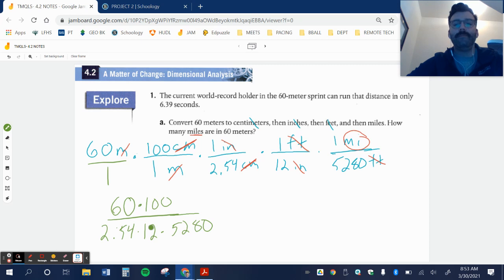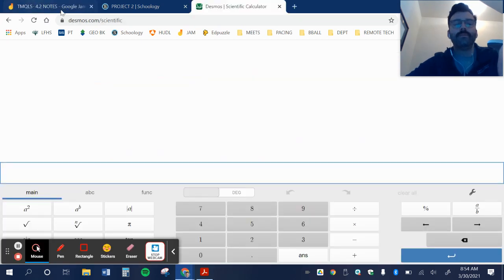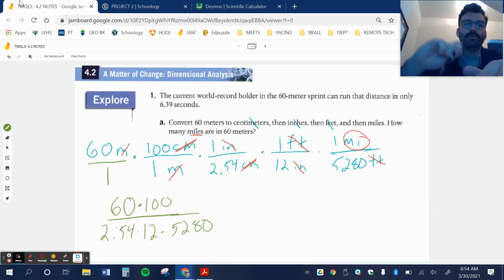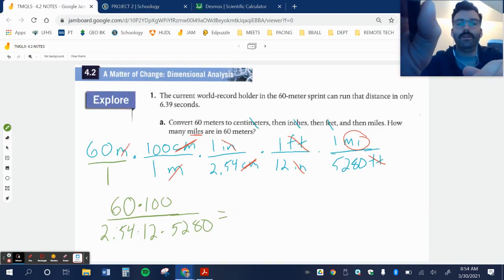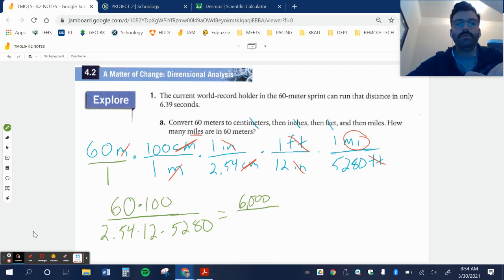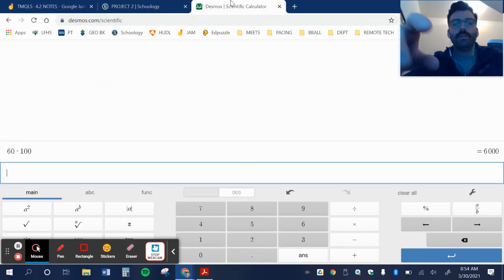So I'm going to do that. Again, I can use this Desmos calculator, 60 times 100. Hopefully we should know that is 6,000. I just wanted to show you, how would I know that's 6,000? Just add the zeros. Okay, 6,000. Then I'm going to do 2.54 times 12 times 5,280.